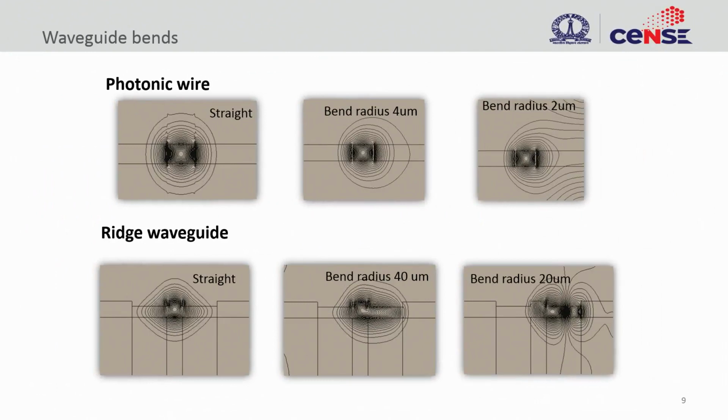Let us look at the wire waveguide to start with. When you have a straight waveguide, you can see how the electric field is distributed. It is highly concentrated in the center. But then let us look at the bend. You start from a 4 micron bend, and you can already see that the light is leaking out. This is similar to driving a vehicle around a bend. When you are going through the bend, there is always a centrifugal force pulling you out. The same thing applies here as well.